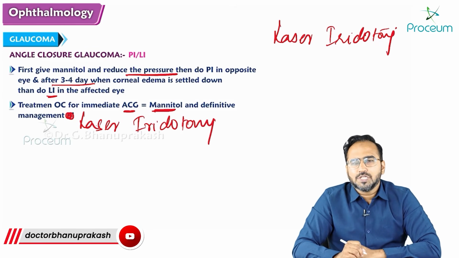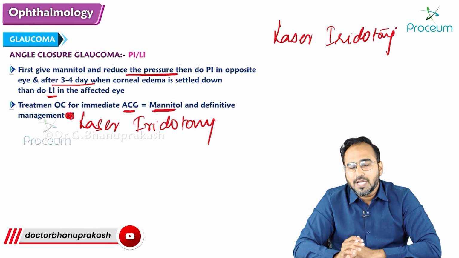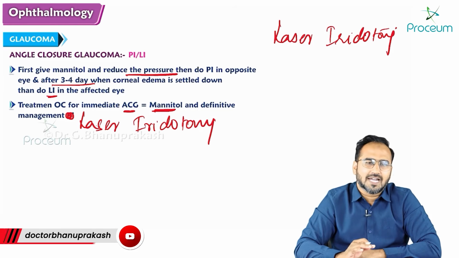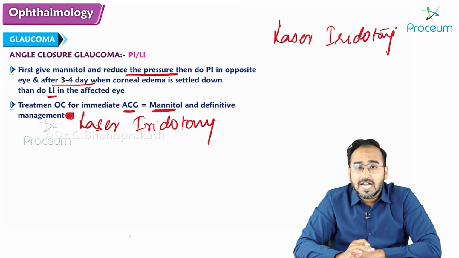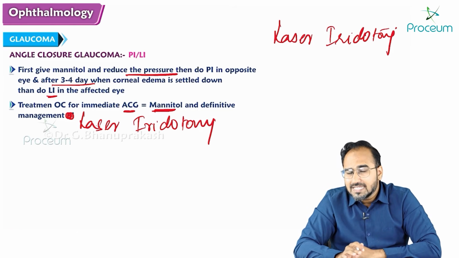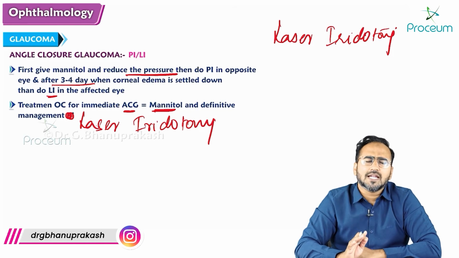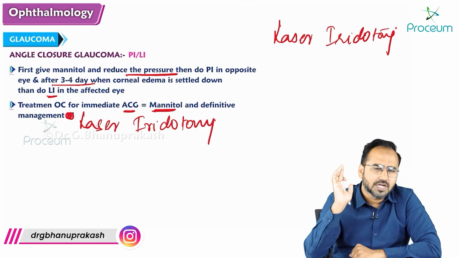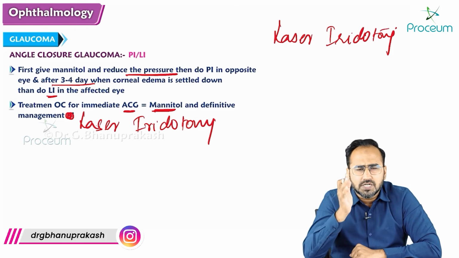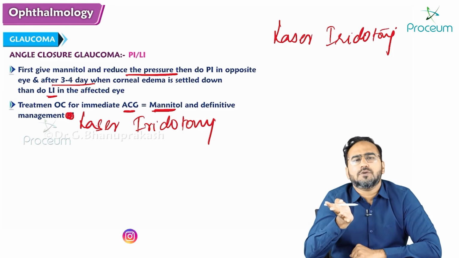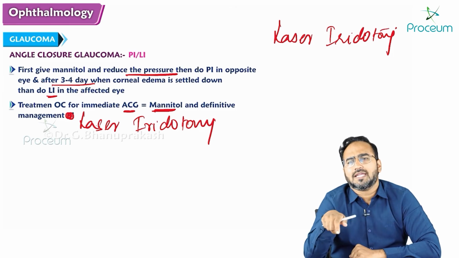The prophylactic management, the main medical management is mannitol, whereas the main management is laser iridotomy. This is regarding the angle closure glaucoma management. In open angle glaucoma, the best management is giving the drugs first. If the drugs fail, we go for argon laser trabeculoplasty. If that also fails, trabeculectomy.